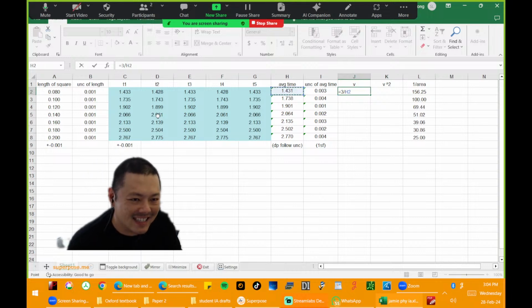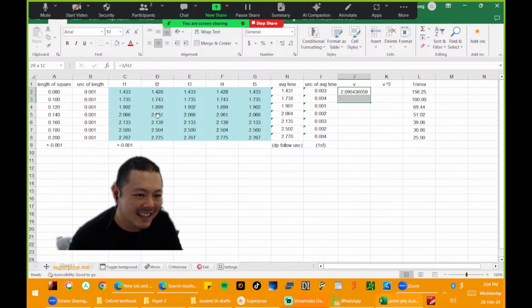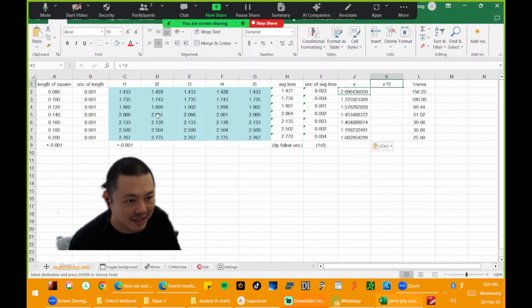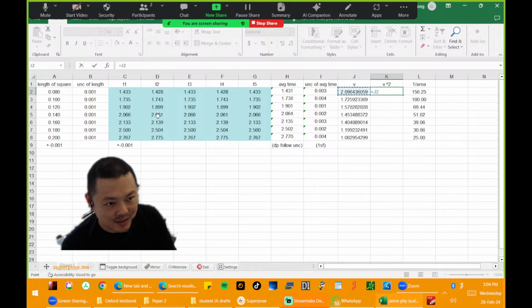Okay, so this is divided by the time, right? That will be the velocity. And then this one is equal to this one to the power of two.